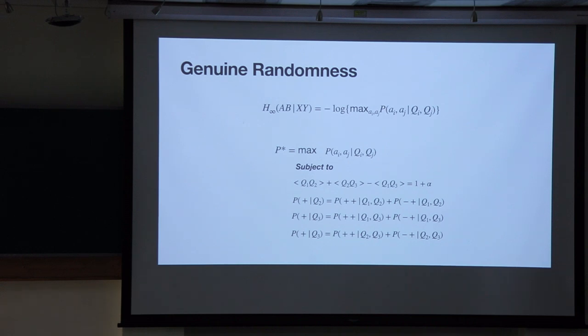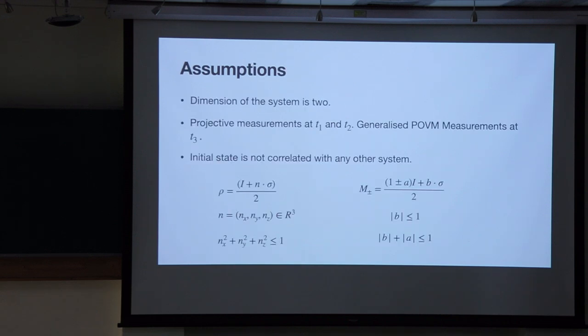So we have to take some assumptions. The first assumption is that we're using a two-dimensional system, or a qubit. In order to enforce it, we use this general definition of rho.